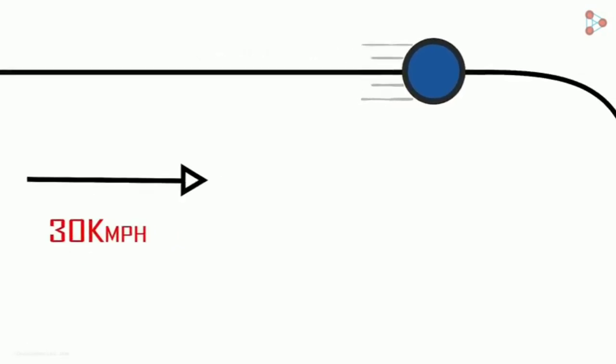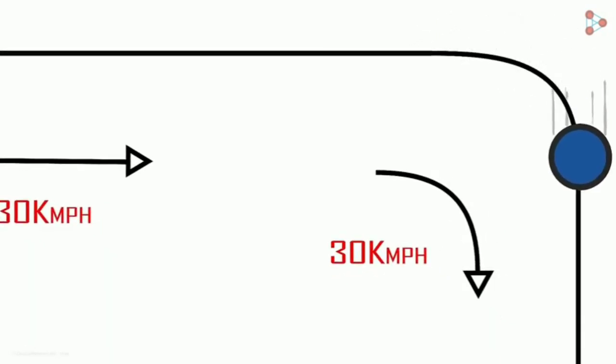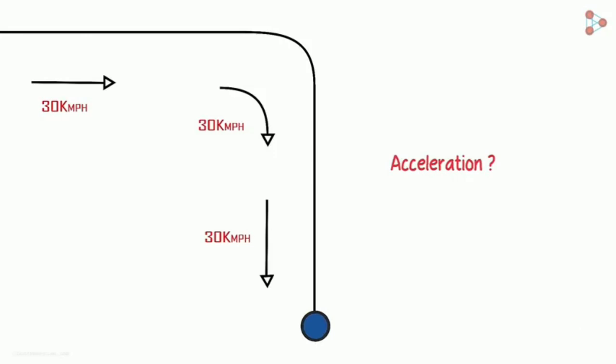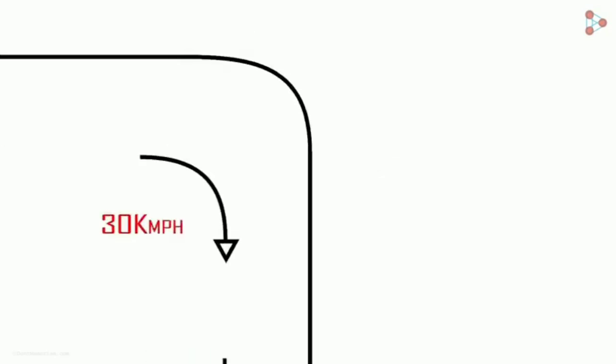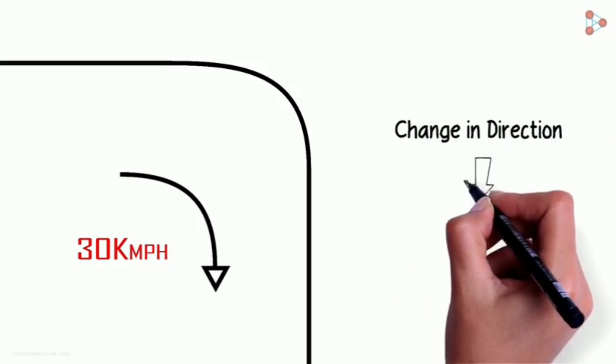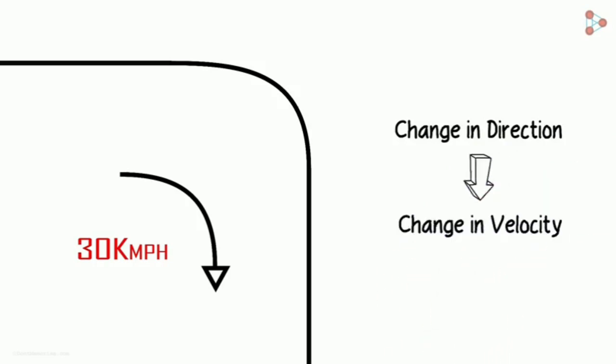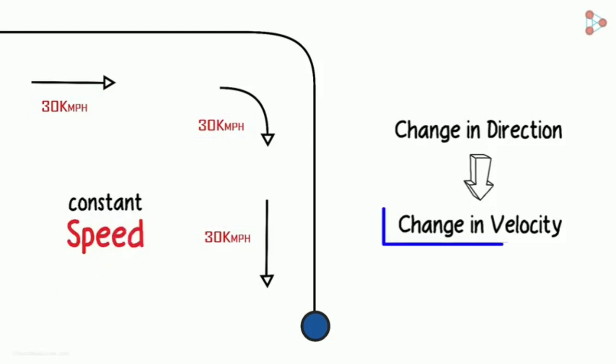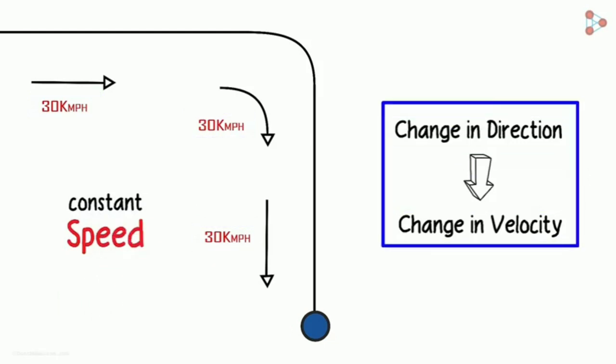And when a car or an object is moving 20 kilometers, turns with 30 km per hour and goes straight at 30 km per hour, then what is the acceleration here? Does it have acceleration? Yes, it does, because there is a change in direction, so there is a change in velocity. So with constant speed, when direction is changed, we can say the object is accelerating.